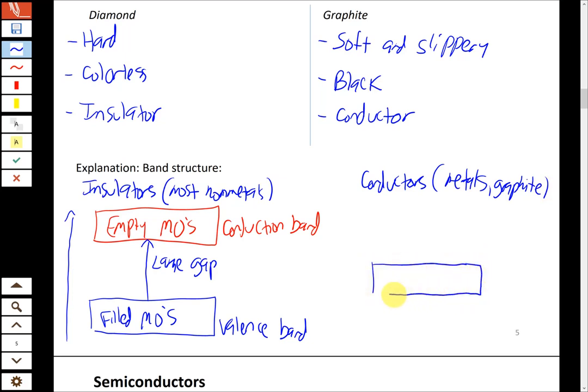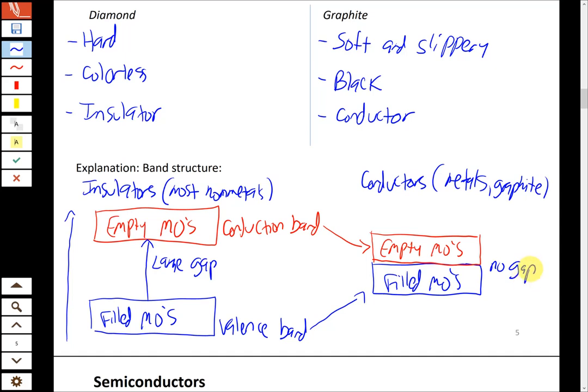So what happens in graphite, or in other conductors for different reasons, is that the filled molecular orbitals, the valence band, which is still called the same thing, and the empty molecular orbitals, which is still called the conduction band, are going to be right on top of each other in a conductor. There's no gap between them. For graphite, that's because you have the smaller splitting involving those pi orbitals that are filled, and then the pi antibonding orbitals that are right above that and unfilled. So for conductors, you have no gap between valence and conduction band.